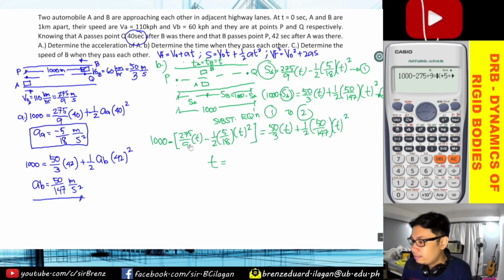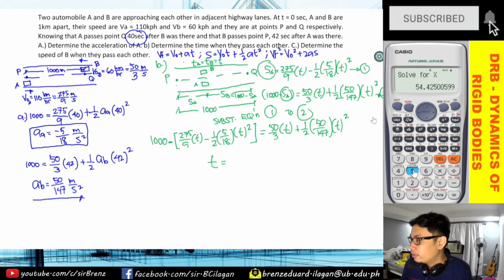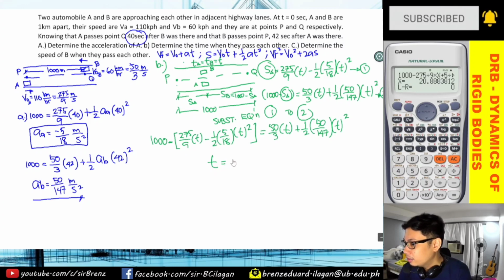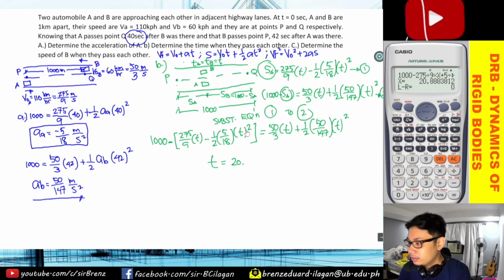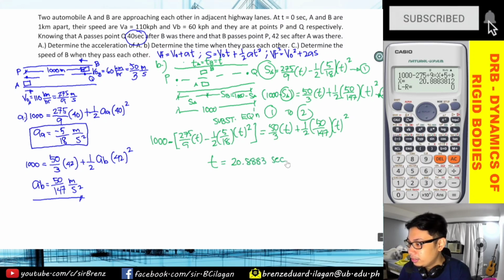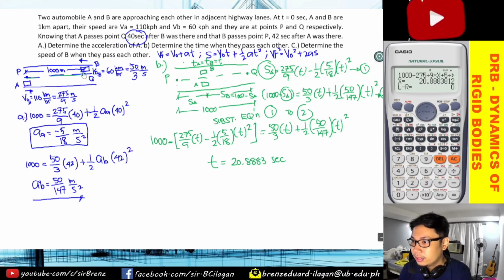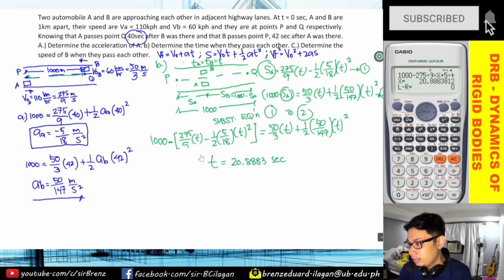So, nangyari dito kanina, parang naging over 90. Shift solve natin. Lagyan natin ang value. Ayan. So, this is more realistic. So, 20.8883. So, guys, kailangan din dito na ano ha. So, hindi rin naman kasi talaga maiwasan na magkamali ka ng pindot. So, yung analysis ba? So, alam kasi natin na 42 and 42 to. Nung narating ni A hanggang doon sa point Q. And vice versa, si Q doon sa point P. Ayan.